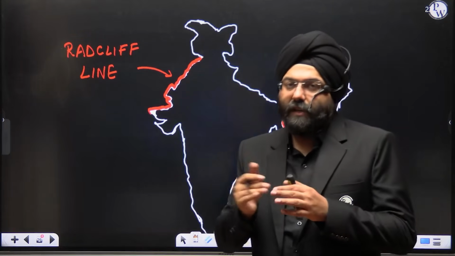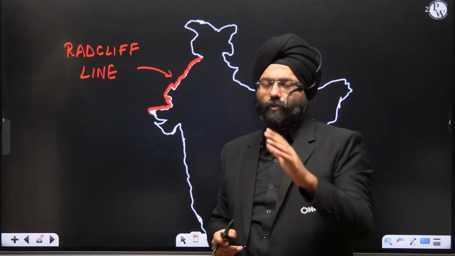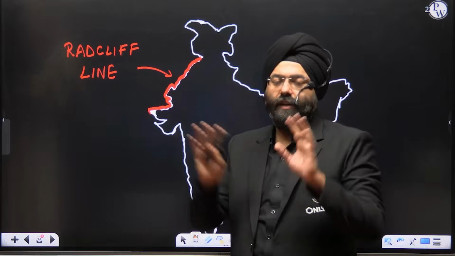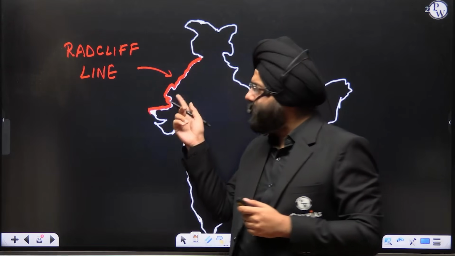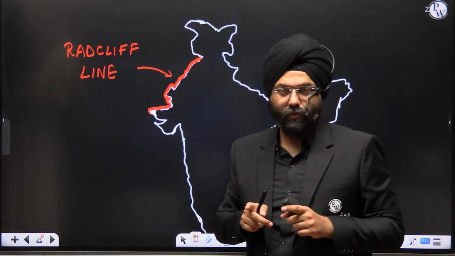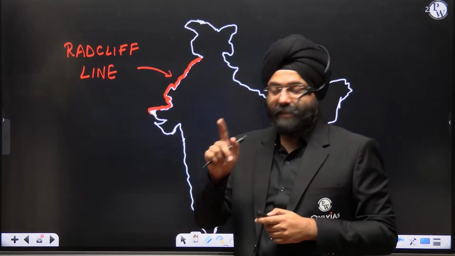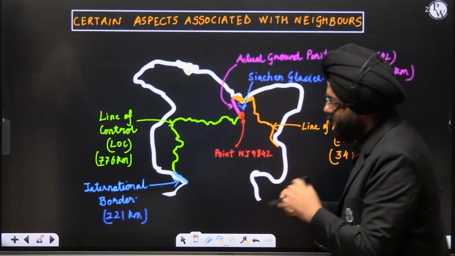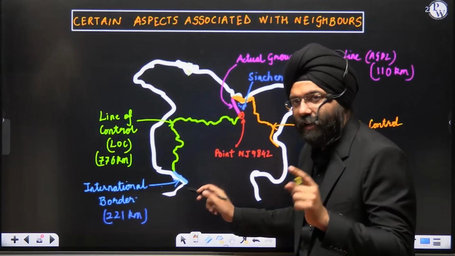Now the problem that arises is, sir, okay, we have accepted it. This is a border also, an international border, but we call it a Radcliffe line. Now, is this the only line that separates India and Pakistan? No. So understand what are the other elements that are involved here. Let's see them. See, bache, till here, what was the line? Till here, it was the Radcliffe line.